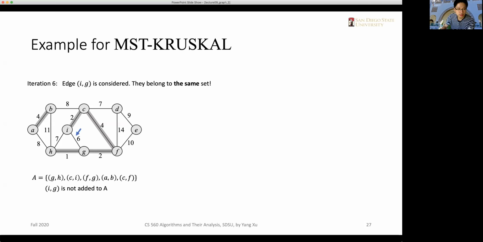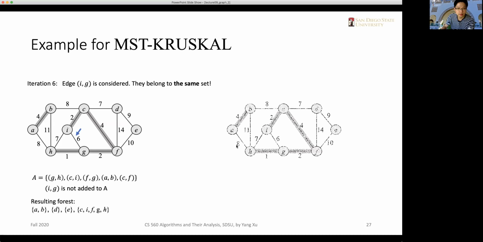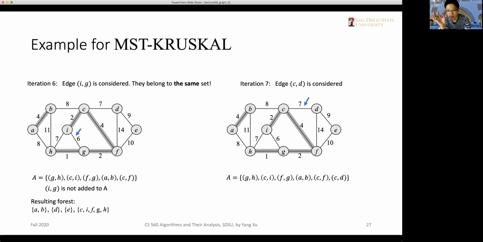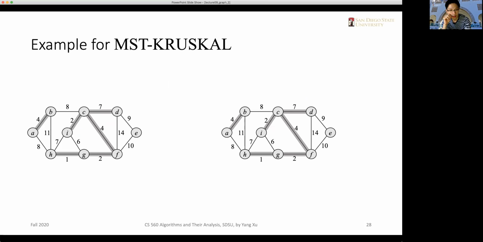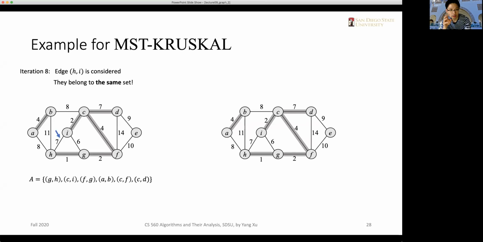So we'll need to consider the next candidates. Okay, what about CD? Yes, CD will be considered. C and D are in 2 sets, so they will be added into the minimum spanning tree. All right, and then HI. When HI is considered, they don't belong to the same set, just like the IG in the previous slide, right? So HI will not be added to A.